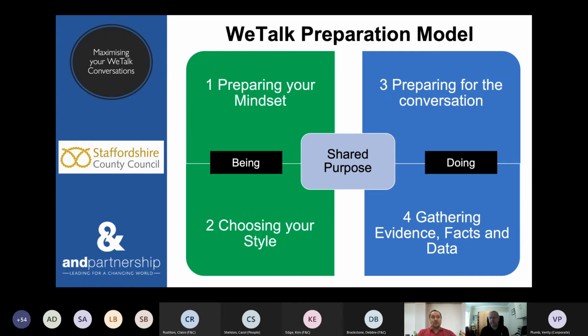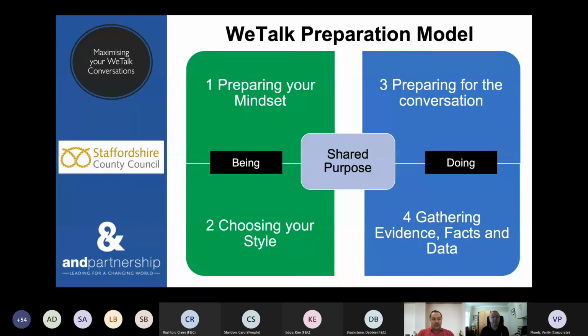Then we move on to the being. How should you be when you're preparing for a WeTalk conversation? So it's about preparing your mindset. So things like that playing to win against playing to avoid losing mindset, and also the growth against the fixed mindset being really important as well.